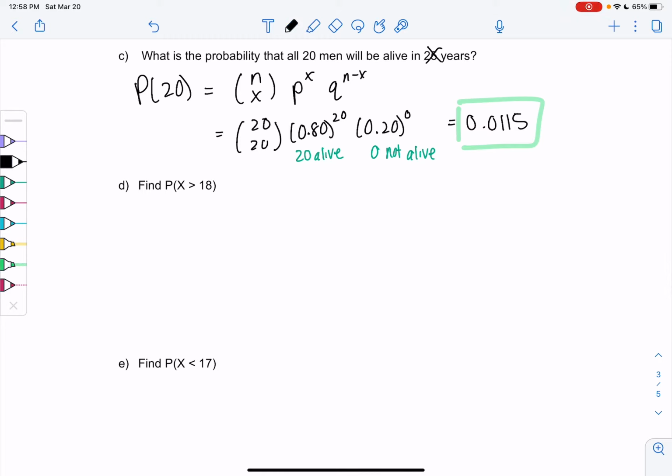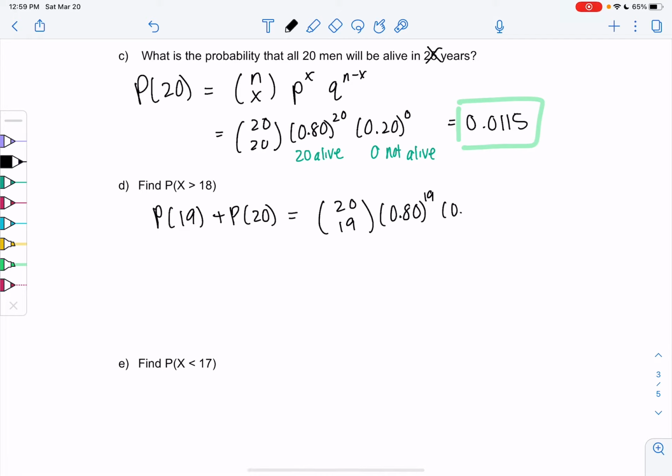So greater than 18 just means 19 or 20. So we just have to do the formula twice. We already did it for 20 though, so that saves us a little bit of trouble. So for 19, we'll do 20 choose 19, 0.80 to the 19. The P and Q need to be decimals. If you did whole numbers, you're realizing you have a lot of mistakes. So 19 alive means there's 1 left over who's not alive. So unfortunately, 1 died. And then we could do 20 again, but we just found it at 0.0115.